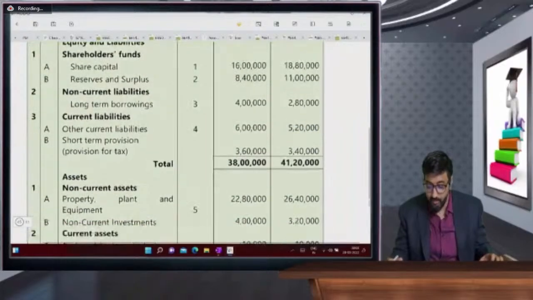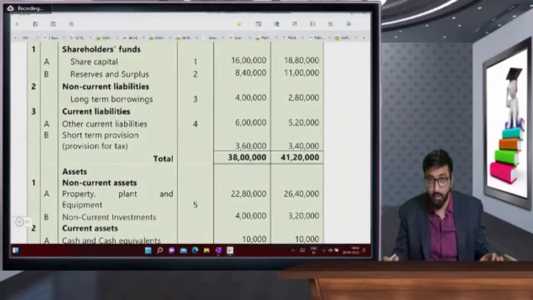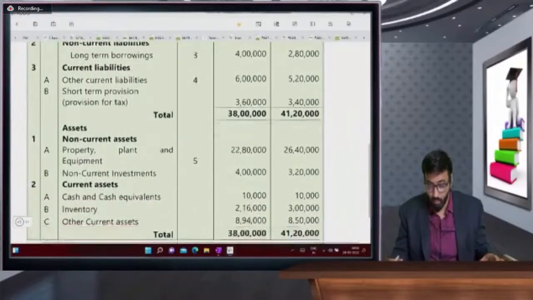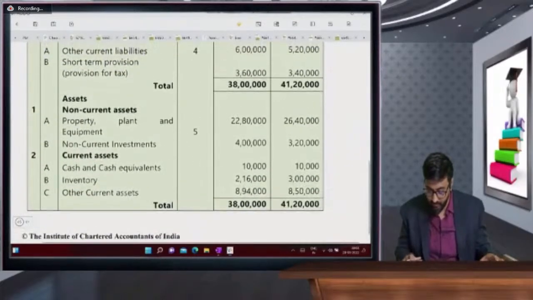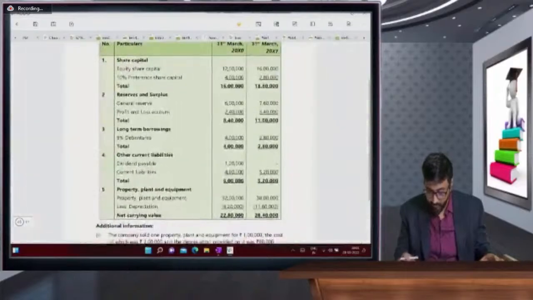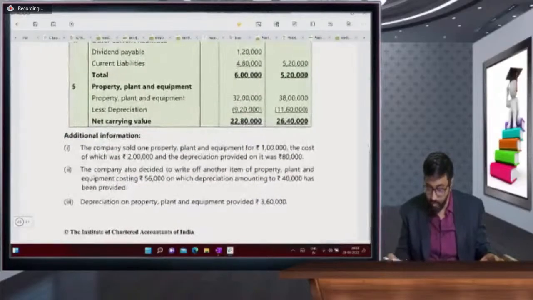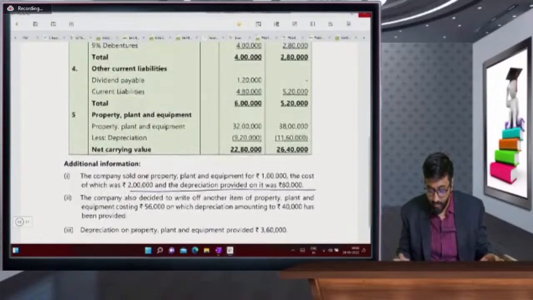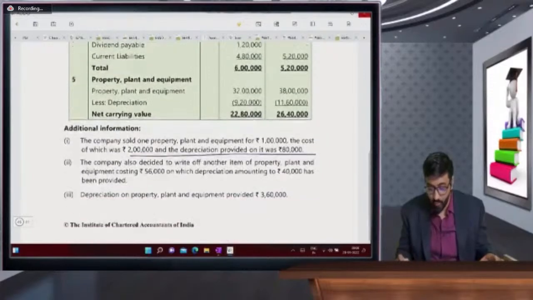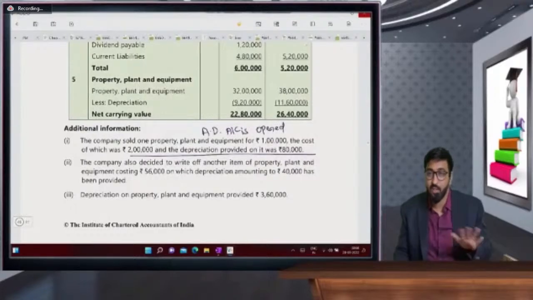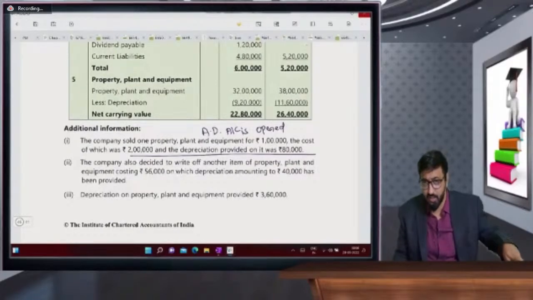Share capital, reserves and surplus, non-current liability, long-term borrowings, current liability, short-term provisions, all adjustments are the same. The company sold one of its property, plant and equipment of 1 lakh at the cost of 2 lakhs, and depreciation provided on it was 80,000. So the accumulated depreciation account is open here, the AD account is open. But if I think this adjustment is difficult, then only I will discuss. We will discuss all adjustments in the remaining questions.